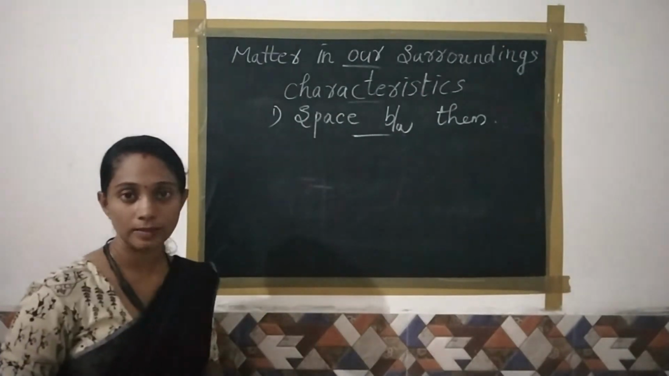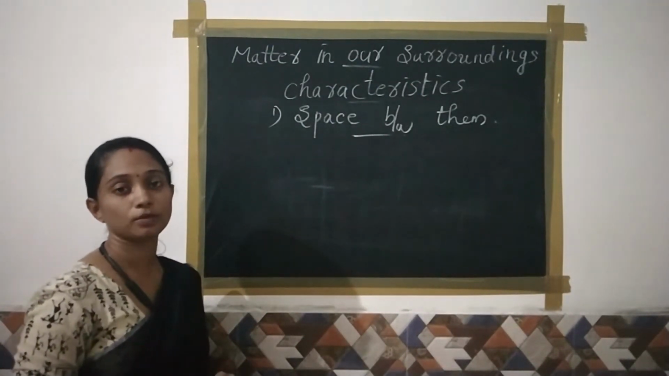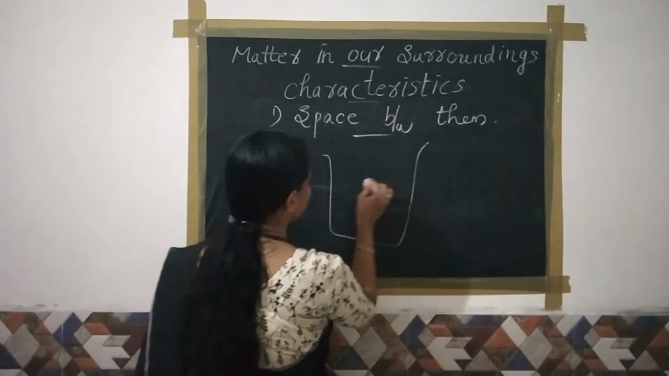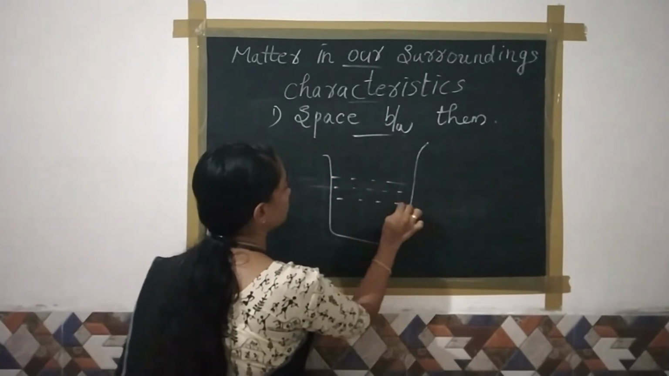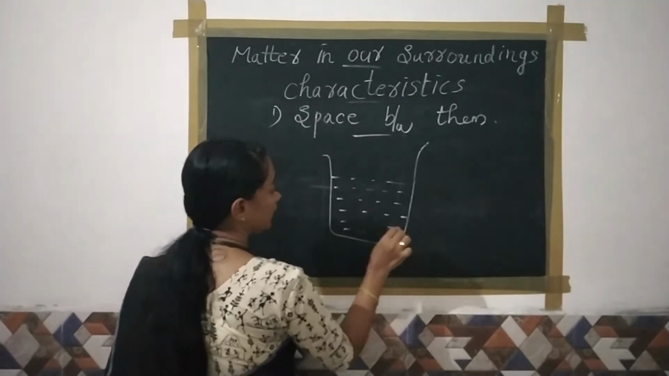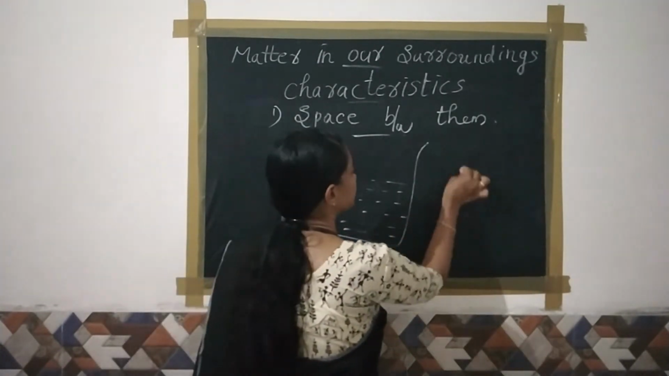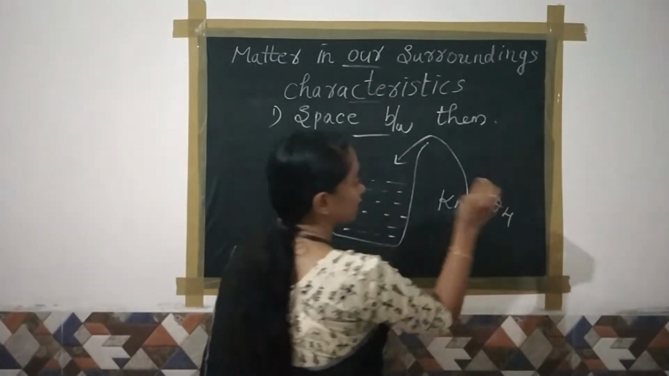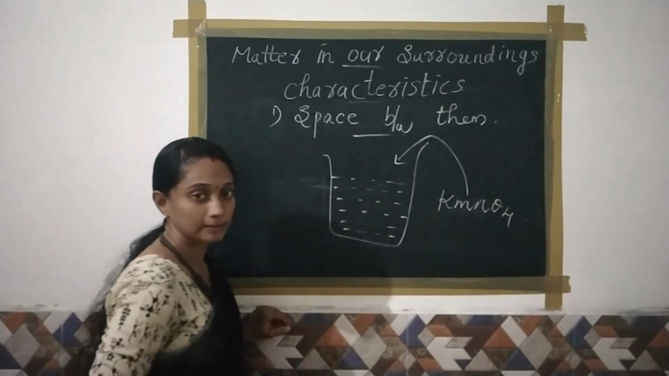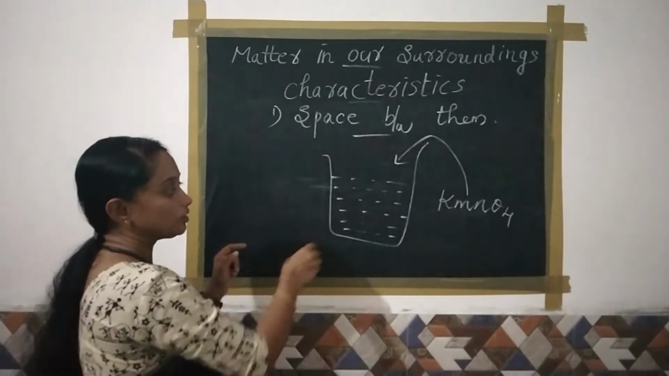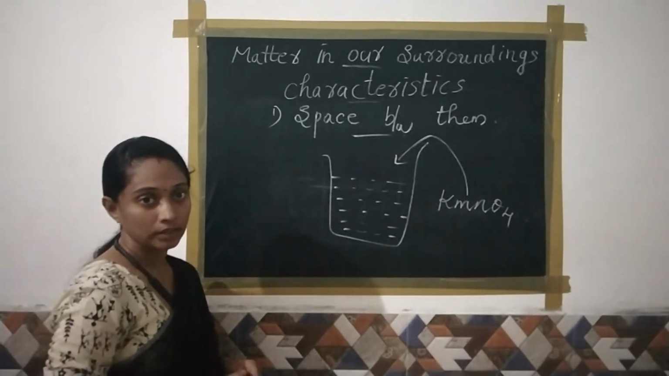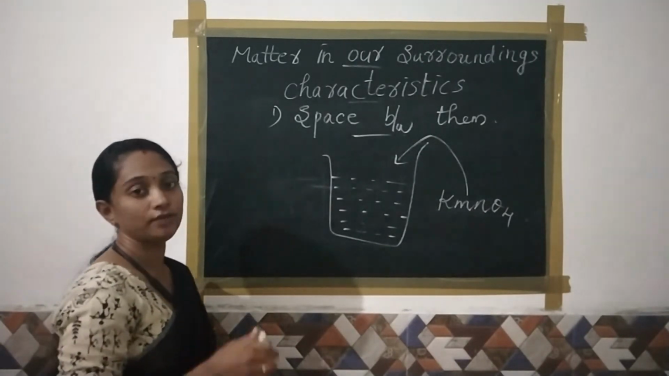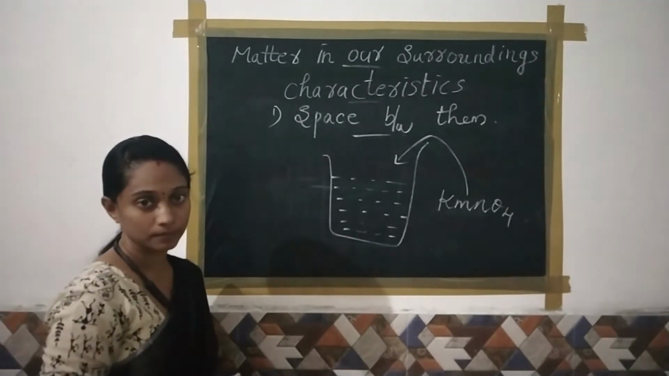Let us see one more activity. In this activity, we are going to add potassium permanganate crystals to the water. Take one beaker and approximately 100 ml of water, and add potassium permanganate crystals, that is KMnO4. Then after adding, stir the water continuously and let it stand for some time. After that we will get a dark pink color solution.